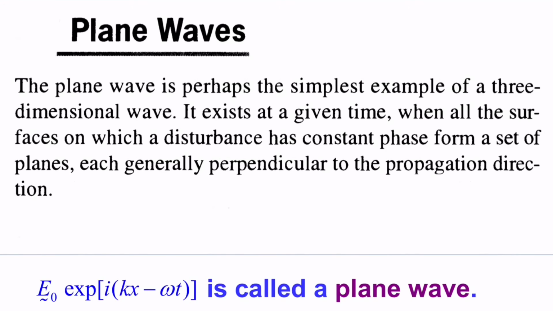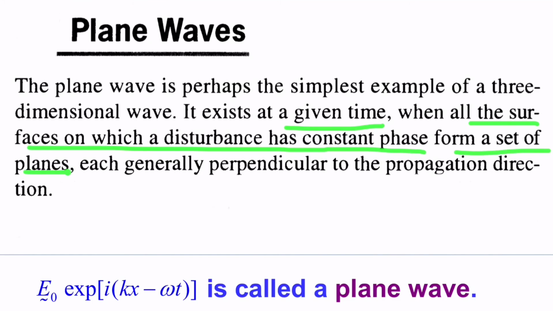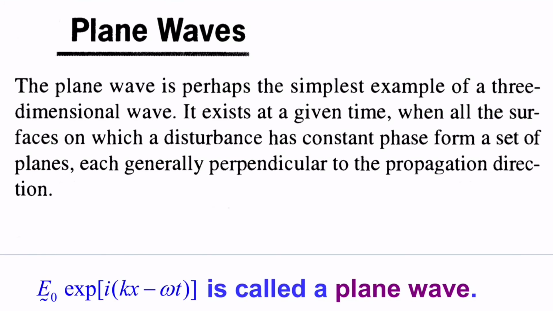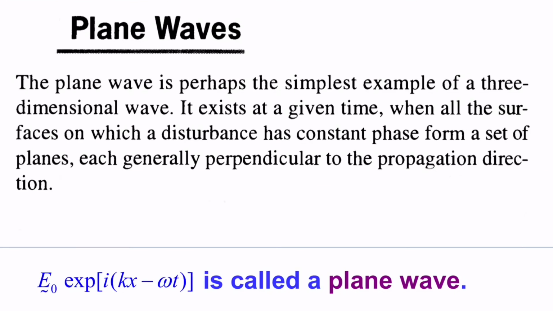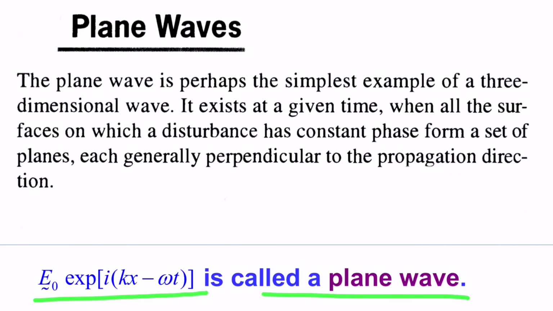So, a plane wave is the simplest example of a three-dimensional wave. And why do we call it a plane wave? It's because at a given time, all the surfaces on which the disturbance has constant phase form a set of planes. That's why we call them plane waves. And these planes are generally perpendicular to the direction of propagation of the wave. And we have seen that this is the equation of a plane wave.